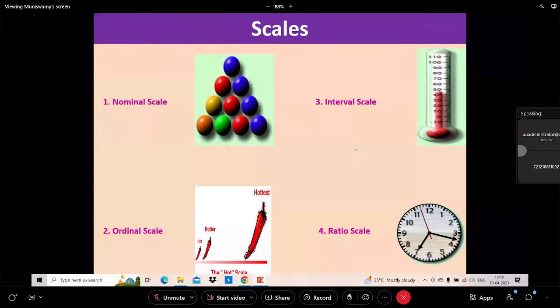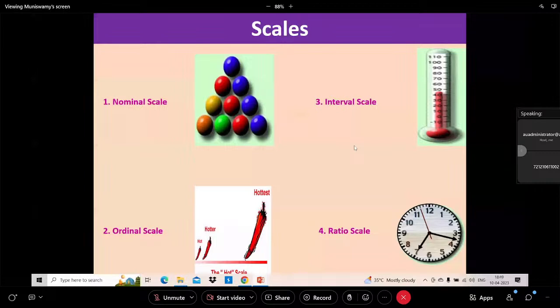Hottest is greater than hotter, and hotter is less than hottest. For example, income groups: lower income, middle income, higher income. Lower income is below the others. This is a type of ranking. You see your marks: A grade, B grade, C grade, outstanding. That type of data you take as an ordinal scale.